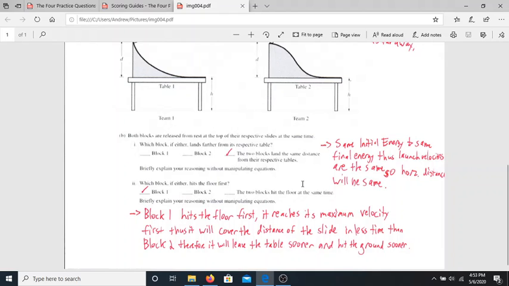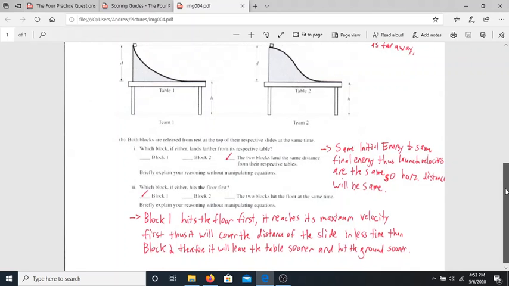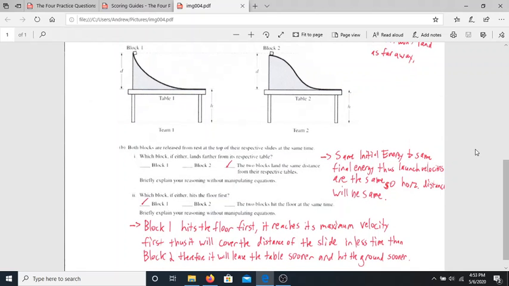Which block is going to hit the floor first? This question is a little bit weird because there's not really a great physics law that explains this. Instead, we want to think about the idea of average speed, which is what the score sheet will talk about. Honestly, you want to think about which one is going to reach its high velocity first.